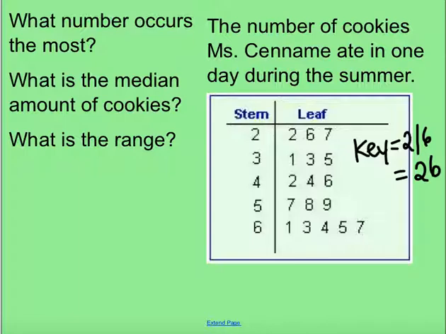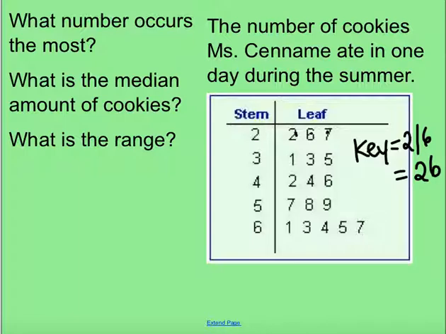So if we're looking at the number of cookies that Miss Seneme ate in one day during the summer, then we would say, okay, what number occurs the most? So we're looking over here on our leaves and saying, okay, we have a 2, 6, 7.